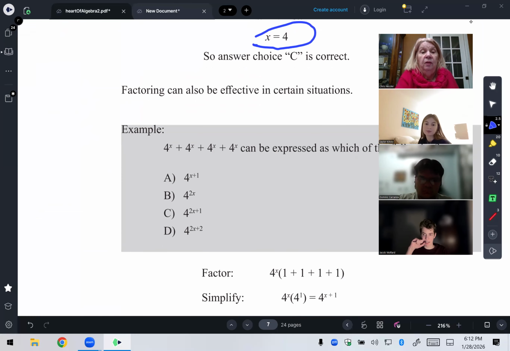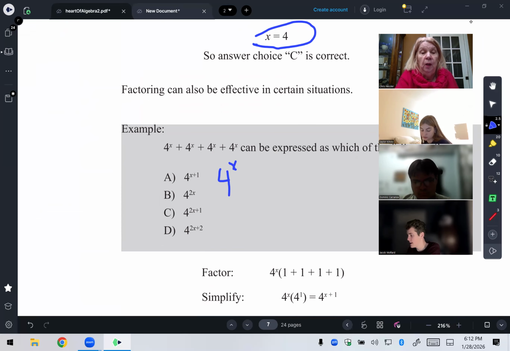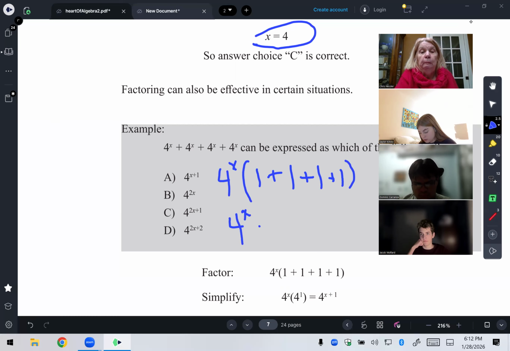So if I have 4 to the x plus 4 to the x plus 4 to the x plus 4 to the x, I could take out a 4 to the x. That would leave me with a 1 plus a 1 plus a 1 plus a 1. So that's 4 to the x times 4 to the 1. Now I have the same base, I can add the exponents. 4 to the x plus 1.